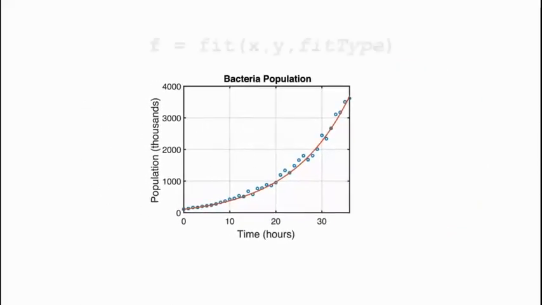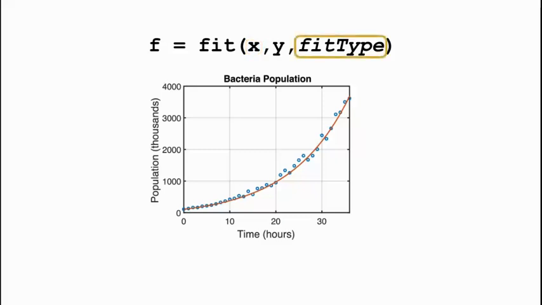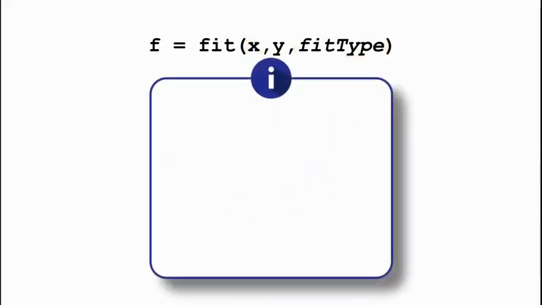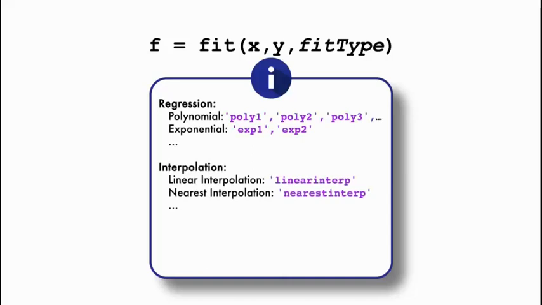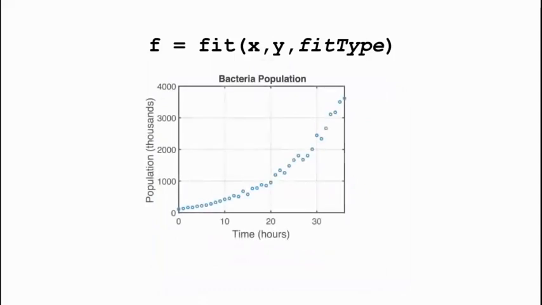To do this, we'll use the fit function from the Curve Fitting Toolbox. We'll start by specifying the dependent and independent variables and then choose a value for the fit type parameter. That is, the type of curve that'll be fit to our data. There are many built-in options for what can be passed as the fit type, including regression, interpolation, and spline models. Since we want to fit a single-term exponential, we'll use the value exp1 for our fit type.